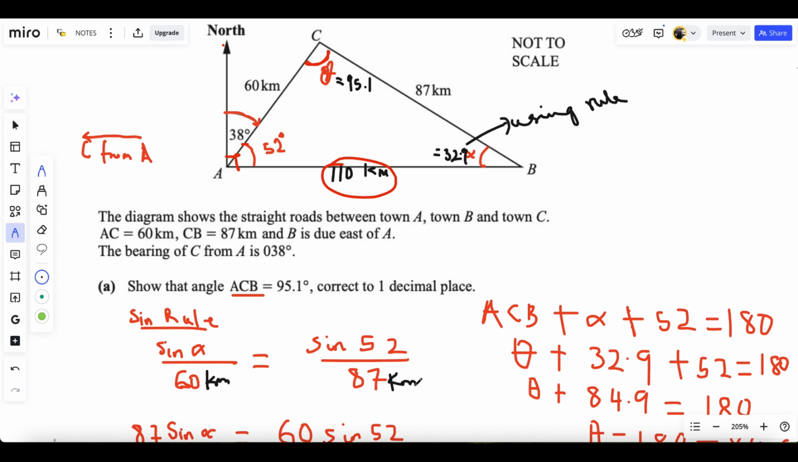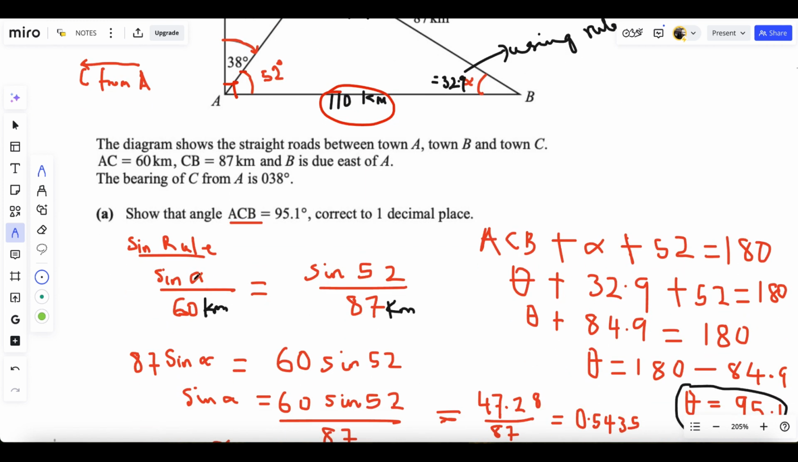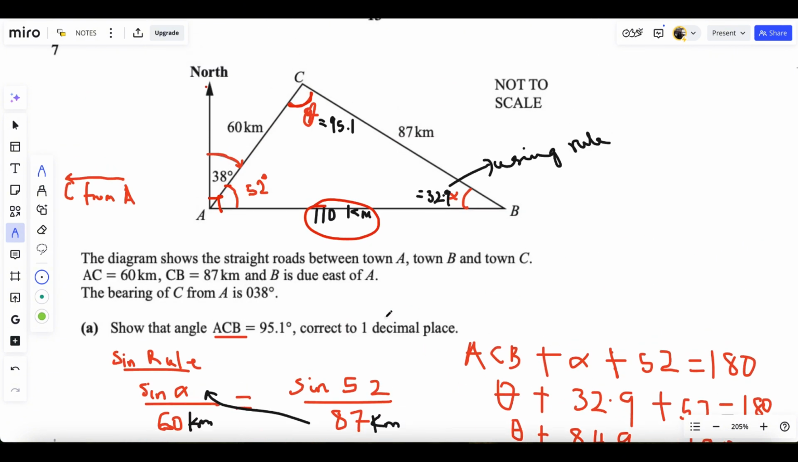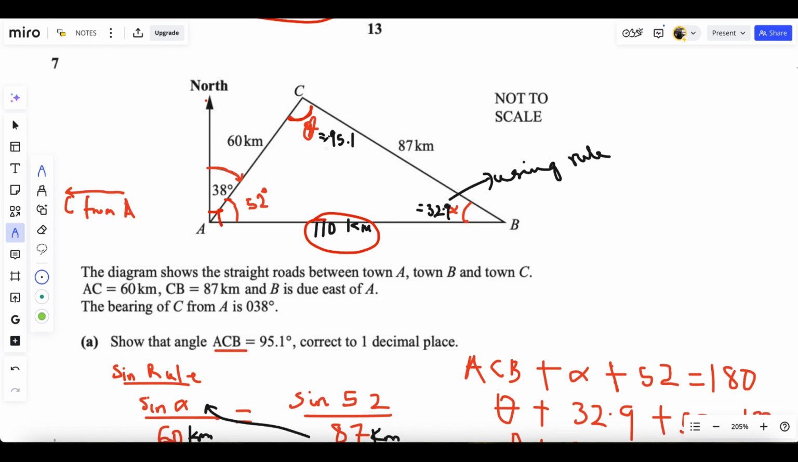Then we cross multiply: 87 times sine alpha is equal to 60 sine 52. Making sine alpha the subject, you get 60 sine 52 divided by 87, which is 0.5435. You find the sine inverse of 0.5435 to get alpha, which gives us 32.9. So now that we know this angle 32.9, we can find this one by saying the sum of all the angles equals 180.